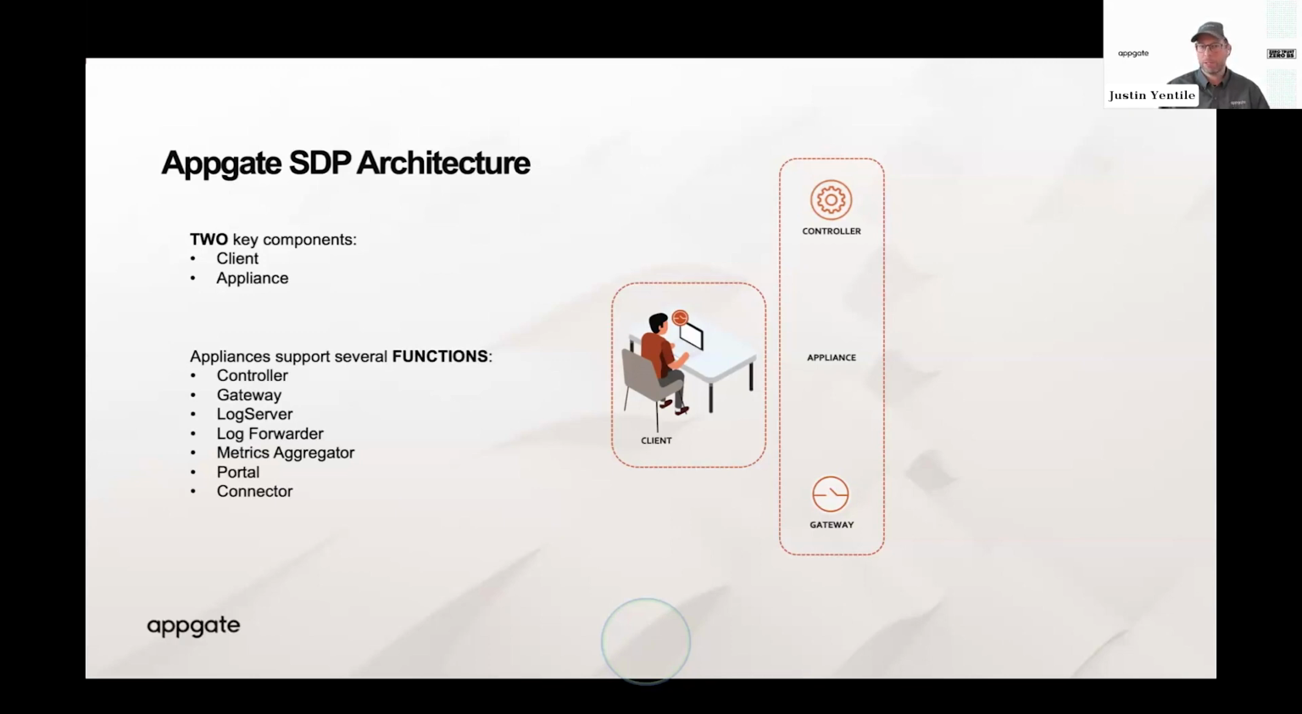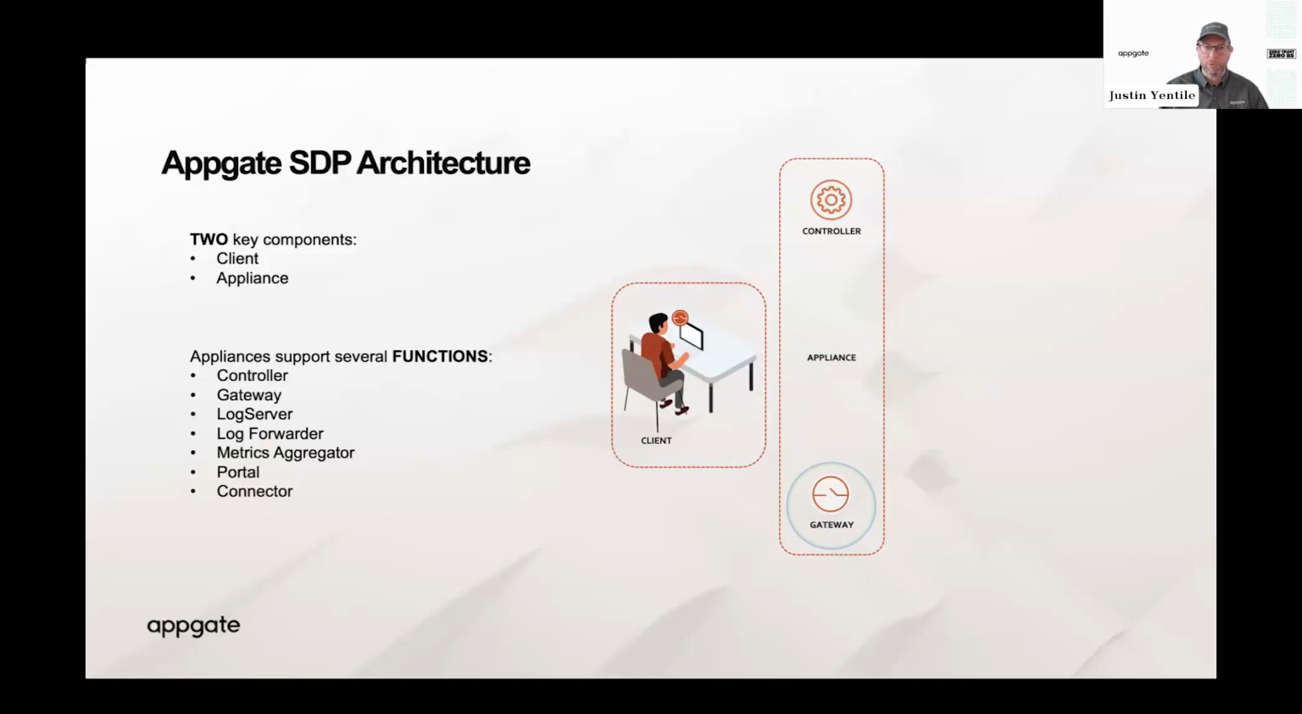An Appgate appliance deployed as a controller is a policy decision point. This is where users and devices are authenticated and authorized. You can think of the controller as the brains of the solution. And when an Appgate appliance is deployed as a gateway, it's a policy enforcement point. Those gateways would be deployed in line between users and resources that you need to protect, and ideally as close as possible to the sensitive resources themselves.